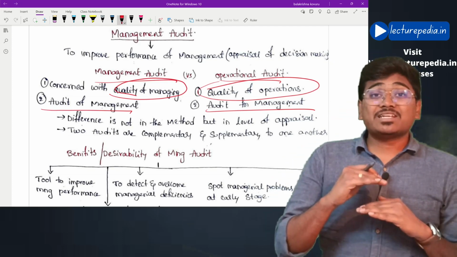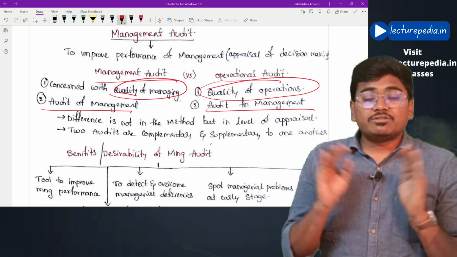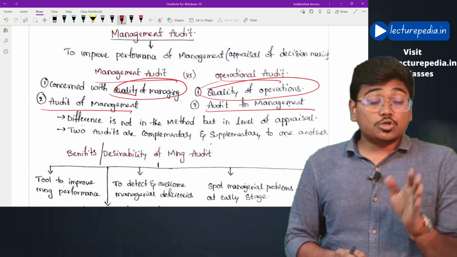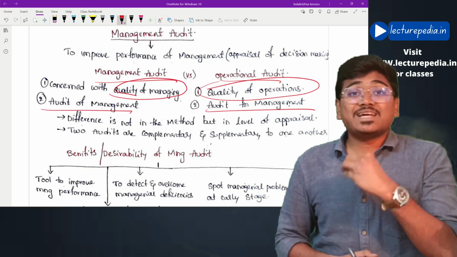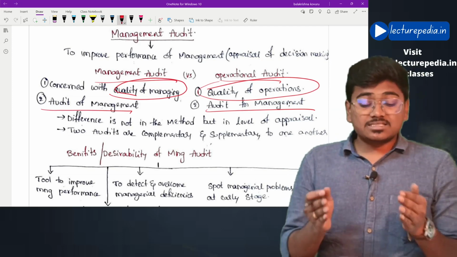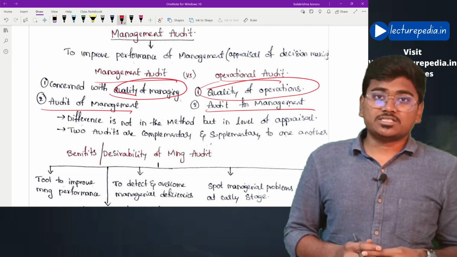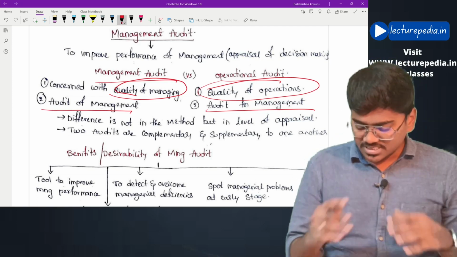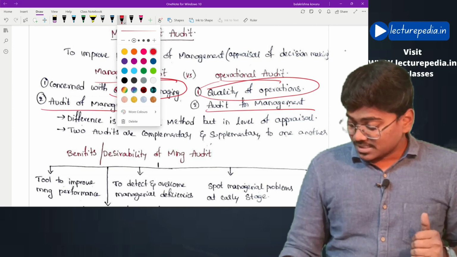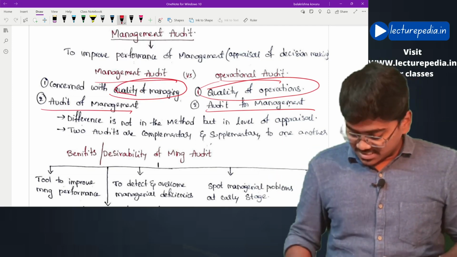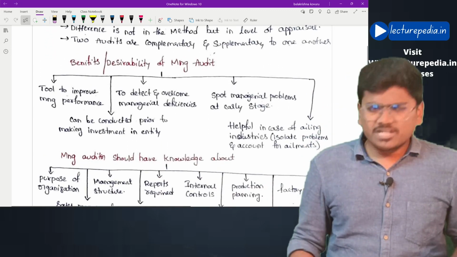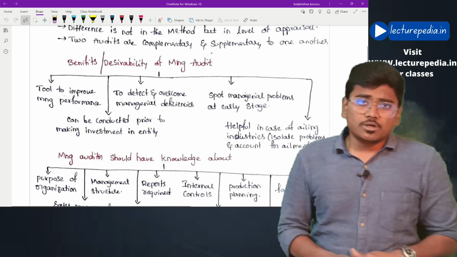So there is a difference in the level of appraisal between these two audits, and you should not consider that these two audits are separate. They are complementary and supplementary to each other. There is some overlapping between these two audits. Hope this is clear. These are the important points related to the difference between management audit and operational audit. Next, coming to benefits or desirability of management audit.